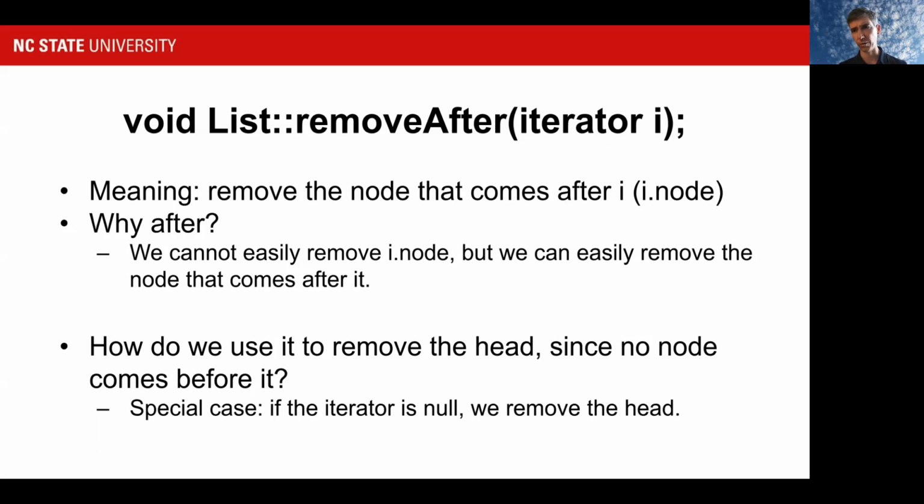However, there is one little corner case here that we need to worry about. And it's that, how do we remove the head, because nothing comes before the head? You can't say remove after and refer to the head because there's nothing the head comes after. Well, fortunately, this is easy to handle with a special rule. We can just say, since head is the only node that has nothing before it, if we pass in a null pointer, a null iterator into remove after, then that means remove the head.